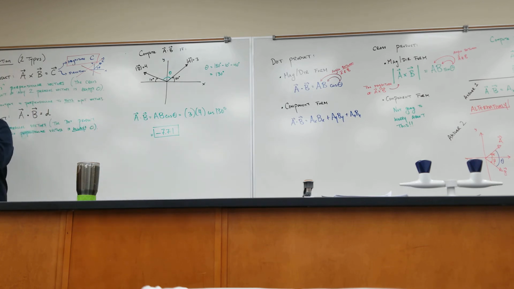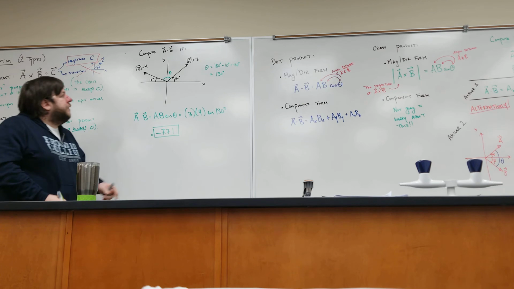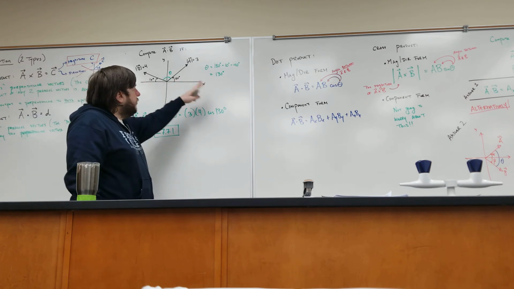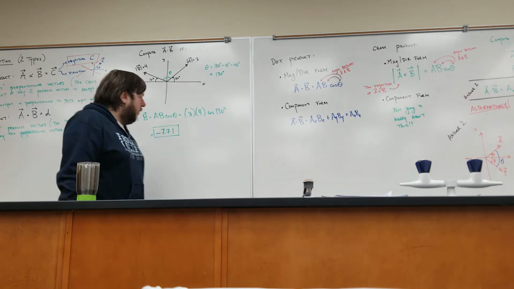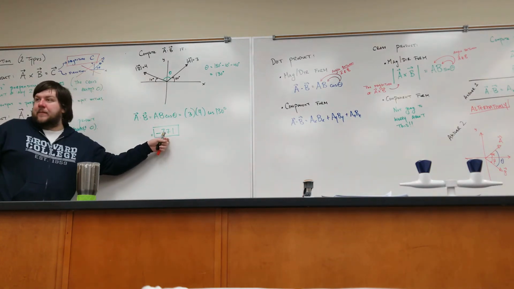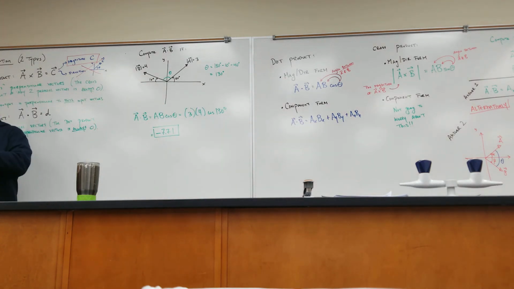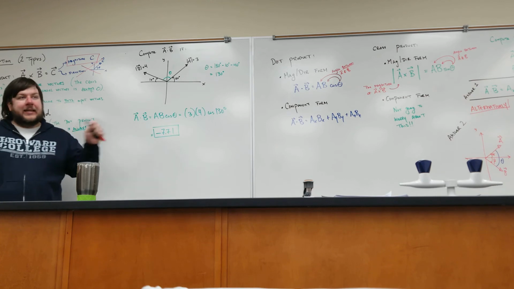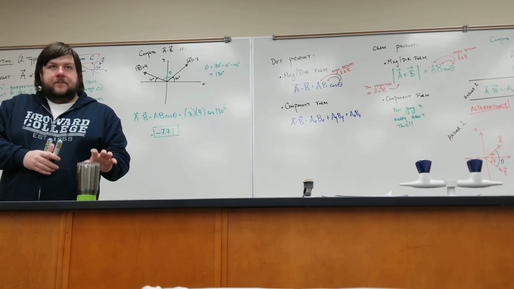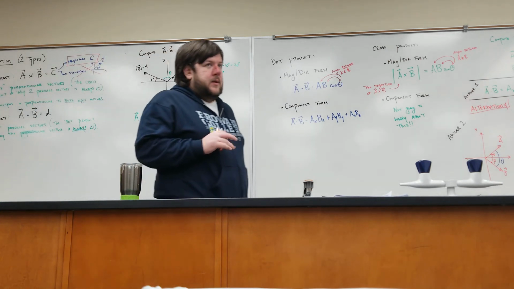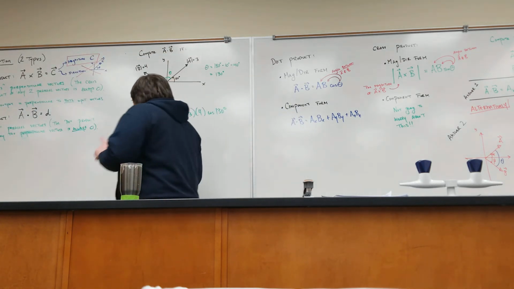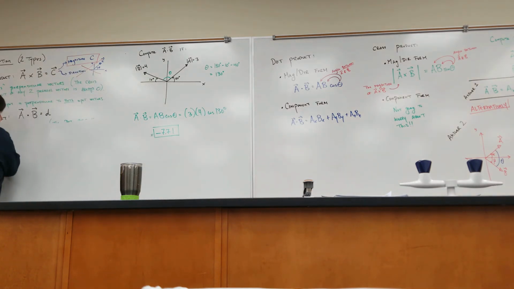You guys should, on your own, convert these vectors into component form and then do the dot product in component form and get negative 7.71. You should do that on your own to make sure that you get the same answer. Any questions?